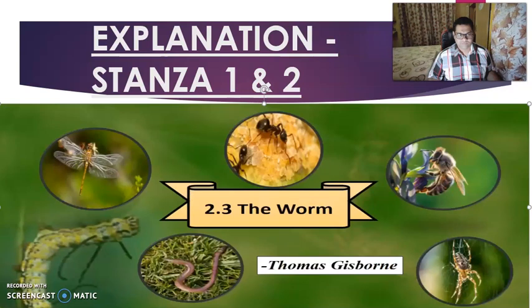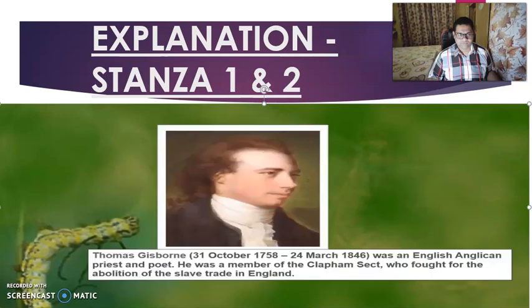Topic 2.3, The Worm, by Thomas Gisborne. Thomas Gisborne, born on 31st October 1758 till 24th March 1846, was an English Anglican priest and poet. He was a member of the Latham sect who fought for the abolition of the slave trade in England. Children, during those times, like how we are selling the commodities, the human being was sold like a slave. So he has fought for this, a very good human cause.